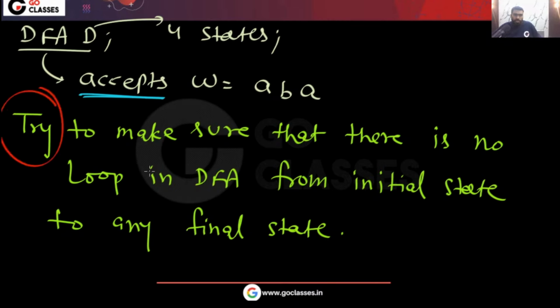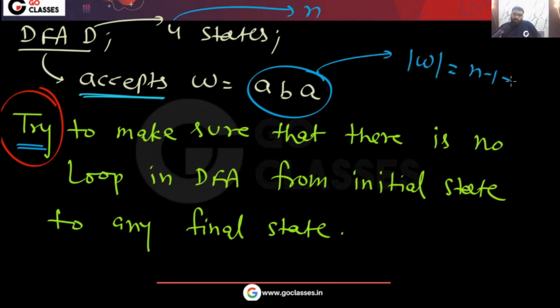Now what I am going to do, you try your best. Try to make sure there is no loop from the initial state to any final state. Let's make sure you don't bring any loop. Is this clear? Please tell me what I'm doing. See, the DFA has 4 states, which is n, and it is accepting a string of length n minus 1, that is 3. Now I will try to make sure that there is no loop in the DFA on the path from the initial state to any final state.